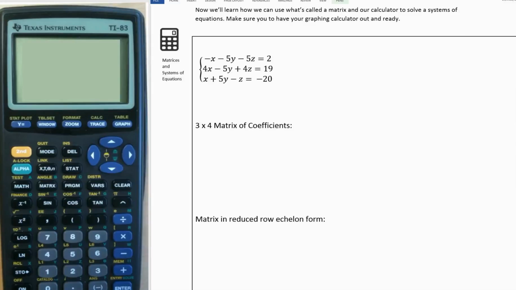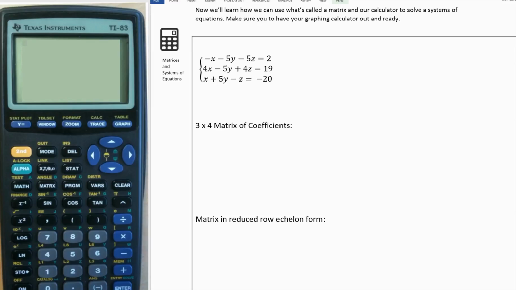Okay, now that you have learned how to solve systems of three equations using Gaussian elimination, I'm going to show you a way that you can use your calculator. The method we're going to use is called matrices, okay? A single one is a matrix. A matrix is just a way that we can store the data in our calculator, and then the calculator can actually do Gaussian elimination for us and give us the answer.